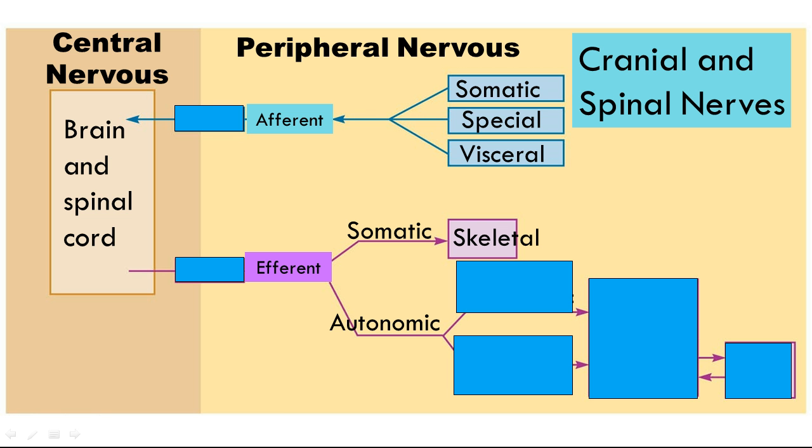So if I can somatically or voluntarily control my skeletal muscles, that must tell me there's parts of my body that are autonomic, that I would control involuntarily. So voluntarily somatic, involuntarily autonomic. We'll caution you from saying automatic. They're easy to mix up, but autonomic means self-regulating. The involuntary nervous system.